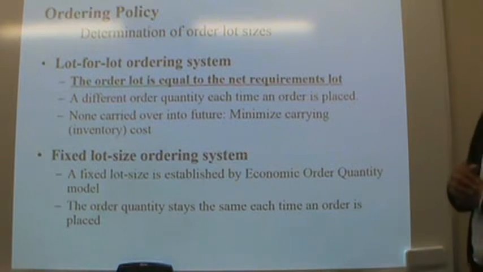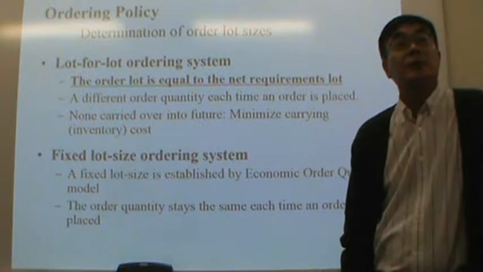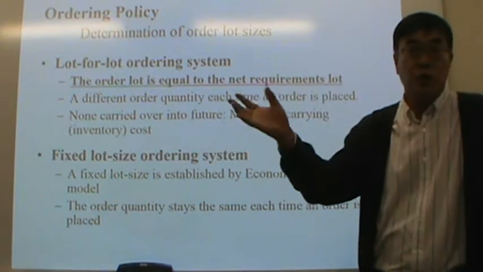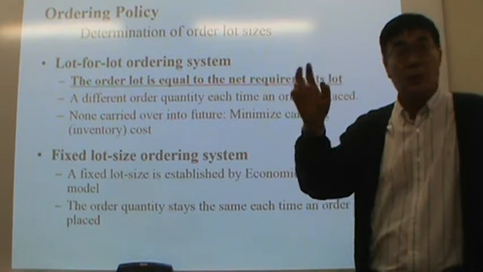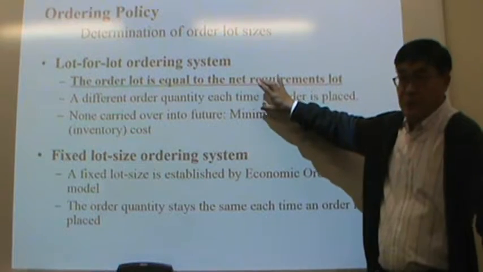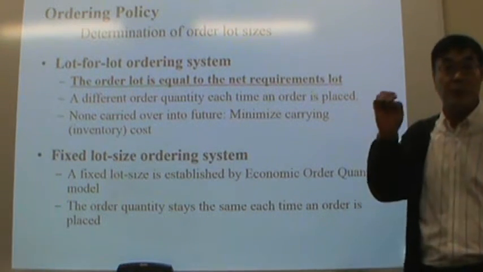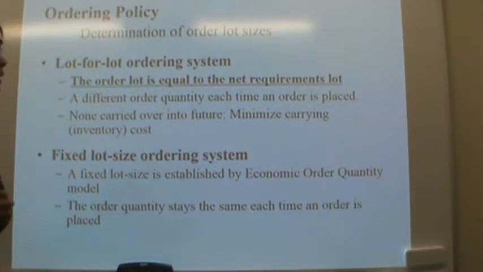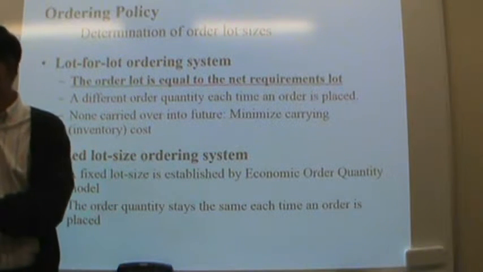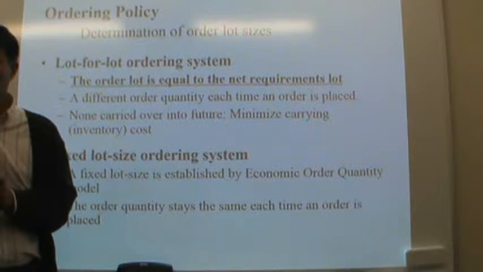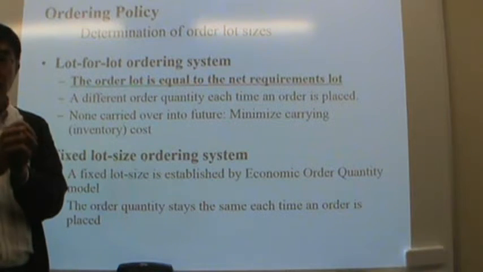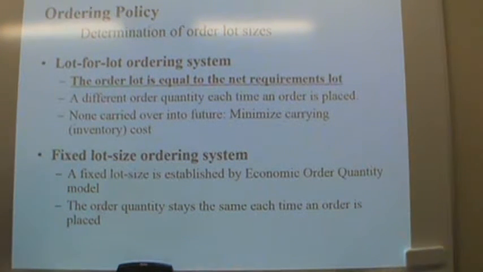Okay, ordering policy. In inventory management, at that time we used the EOQ model, Q model, right? Economic order quantity, something like that. The lot-for-lot ordering system is based on the EOQ, Q model. The order lot is equal to the net requirement. We need 100, on hand 50, and scheduled receipt 30. The net requirement is 20, right? Find that net requirement. That is the order quantity. That is the lot-for-lot ordering system.